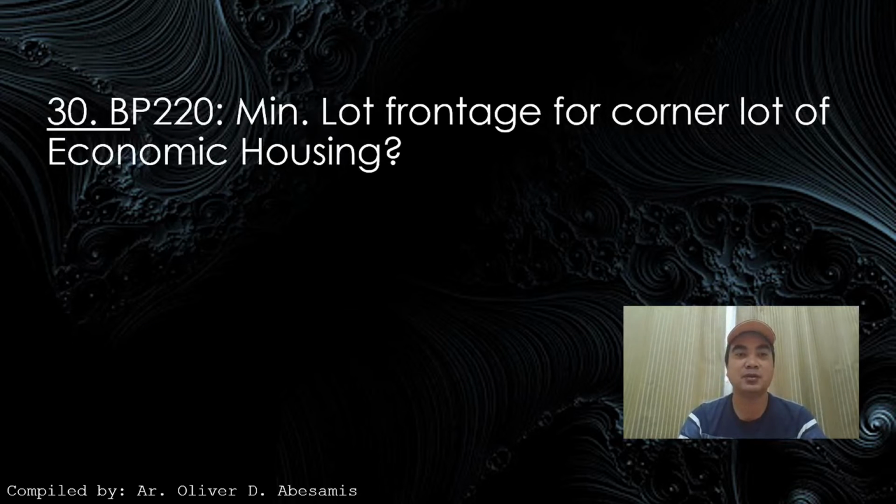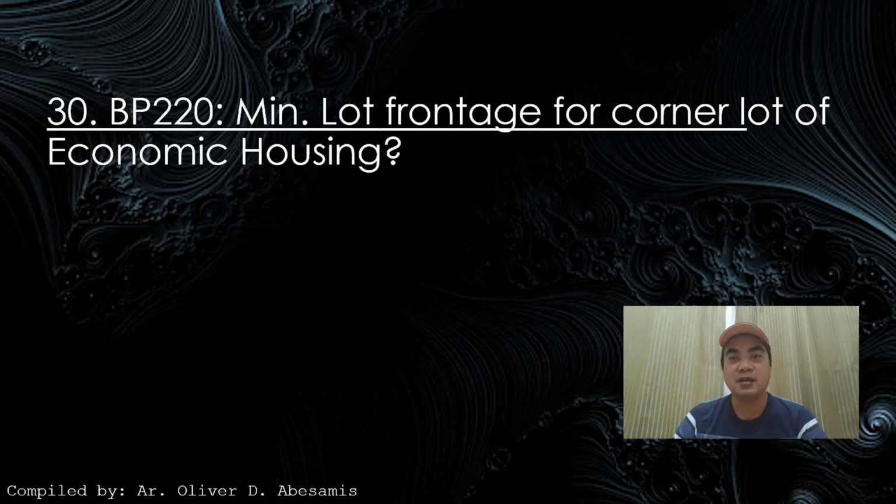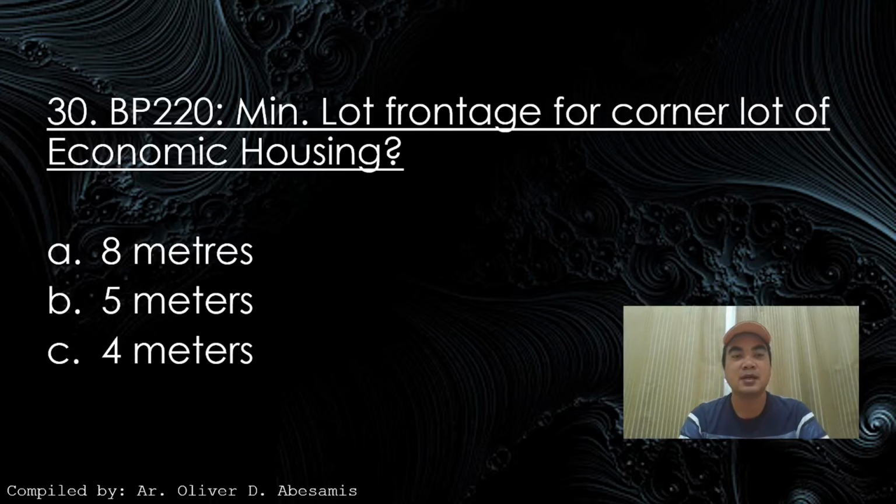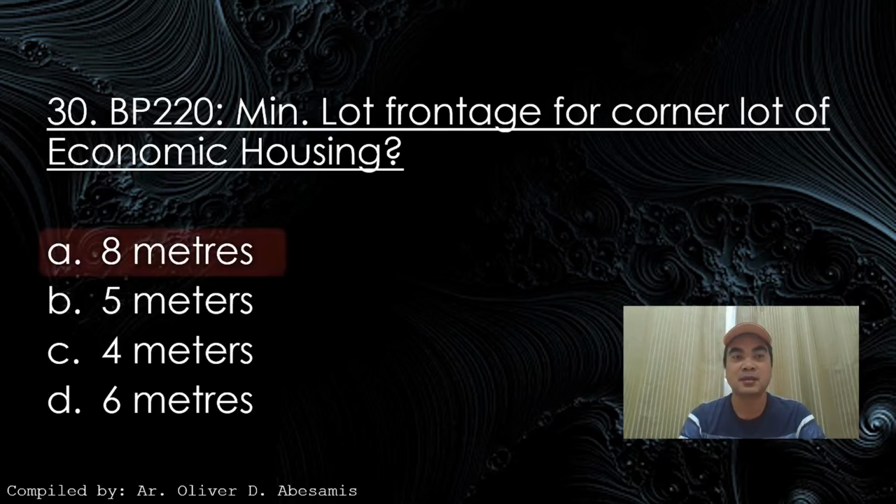30. As per BP220, minimum lot frontage for corner lot of economic housing. A. 8 meters, B. 5 meters, C. 4 meters, D. 6 meters. Answer: A. 8 meters.